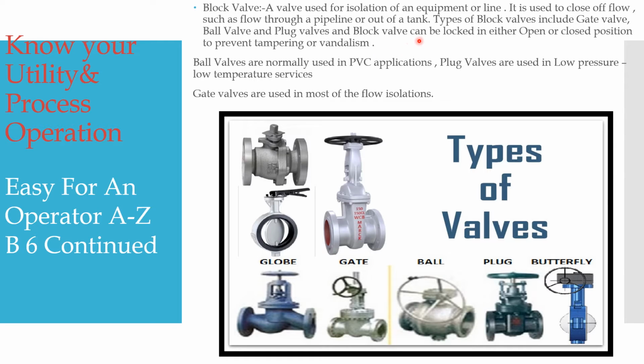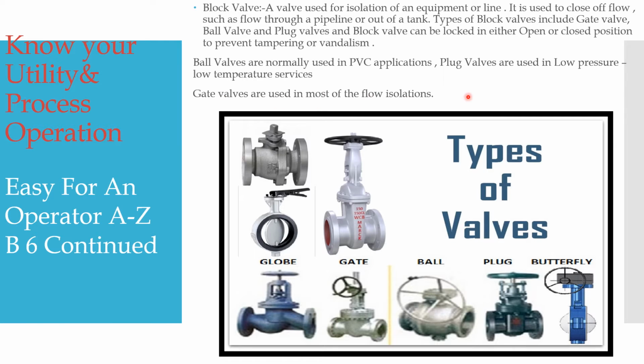Normally, block valves are used for full open or full closed condition. They will not be useful for throttling. Ball valves are normally used in PVC application, mainly for water handling. Plug valves are used in low pressure and low temperature services. Gate valves are used in most of the isolation for flow.